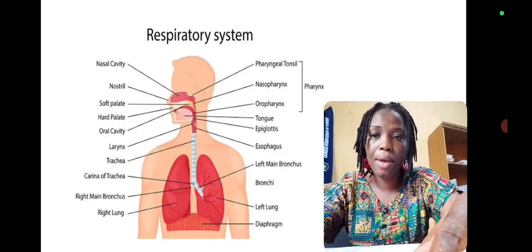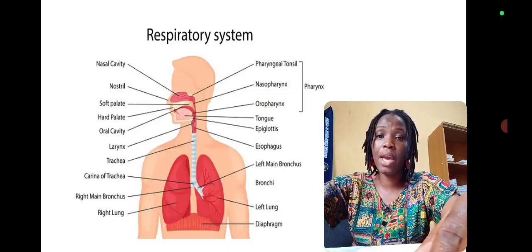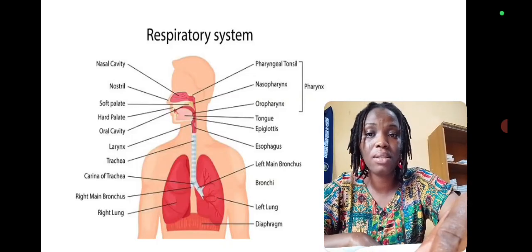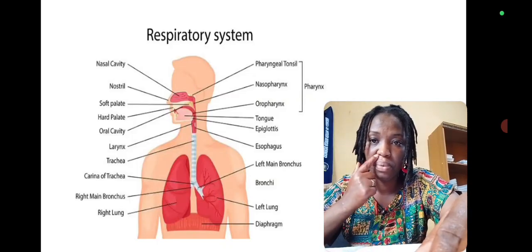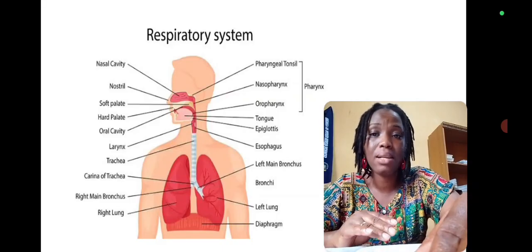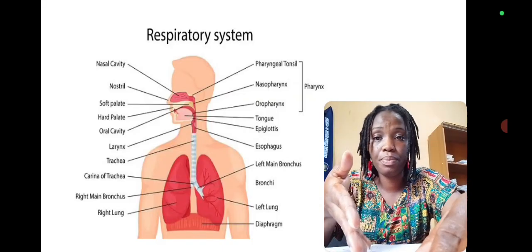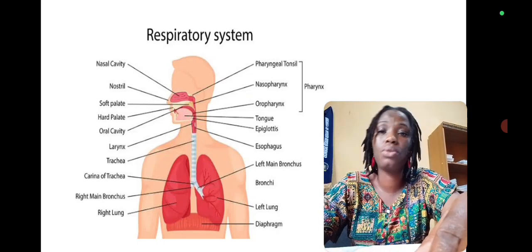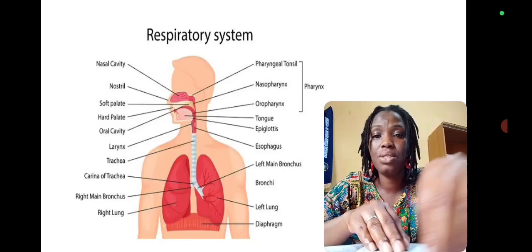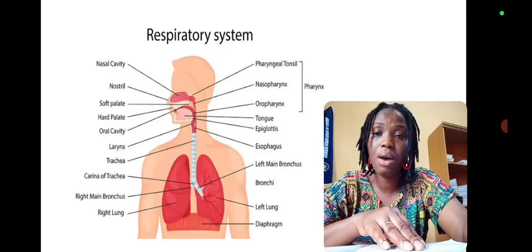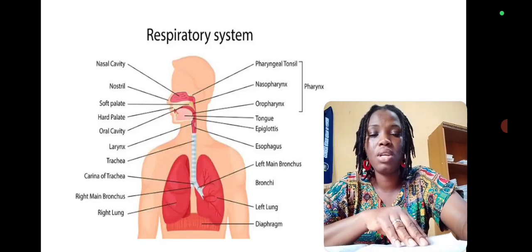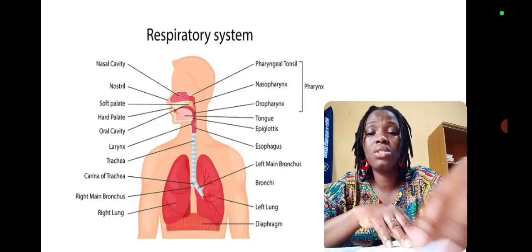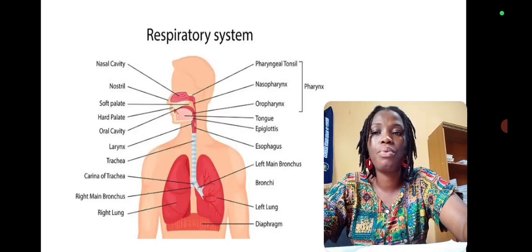So the exchange of gas between atmospheric air and the blood in your respiratory tract is called external respiration. Exchange of gas between the blood and atmospheric air in your lungs is external respiration. The exchange of carbon dioxide and oxygen in your tissue is called internal respiration. So if they say the exchange of oxygen and carbon dioxide in the tissue is called what? Internal respiration. The exchange of oxygen and carbon dioxide in your lungs is external respiration.